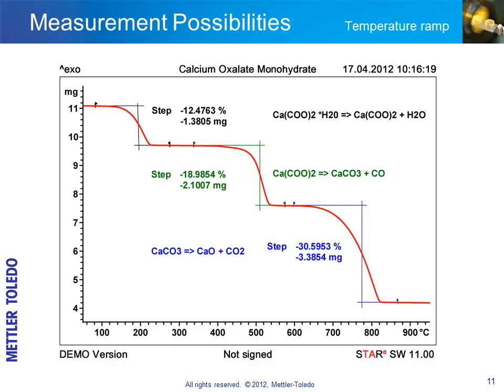The second step is due to decomposition with the formation of calcium carbonate and release of carbon monoxide. The final step is also caused by a decomposition reaction involving the formation of calcium oxide and the liberation of carbon dioxide.